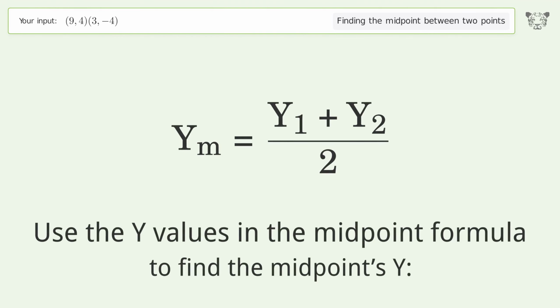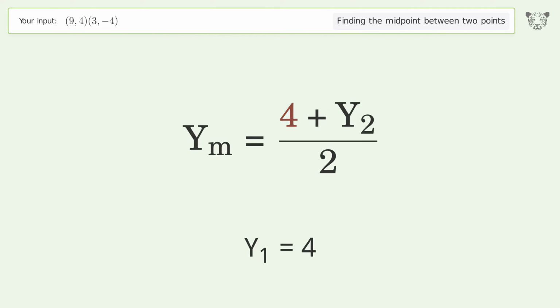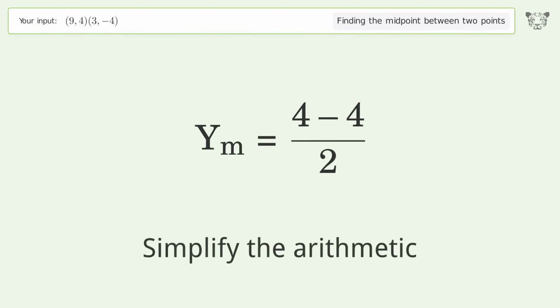Use the y values in the midpoint formula to find the midpoint's y. y1 equals 4. y2 equals -4. Simplify the arithmetic.